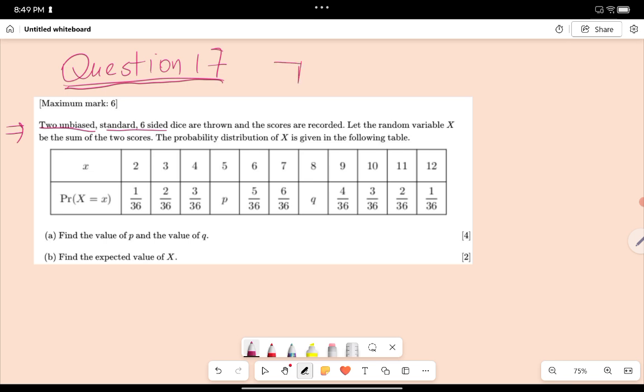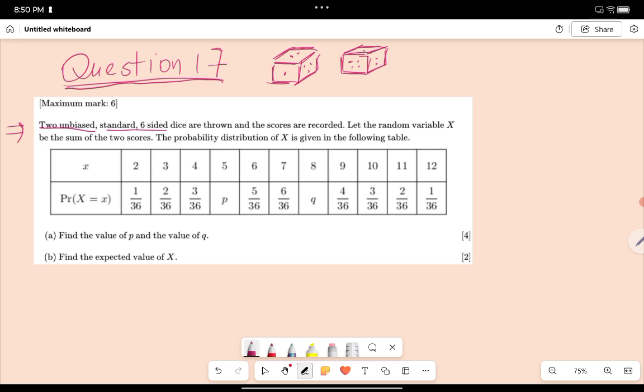So we are talking about two standard dice. We've got 1, 2, 3, normal dice with 6 sides, and we've got 2 of those. Let's draw this to get a better idea what we're talking about. And then the scores are recorded.